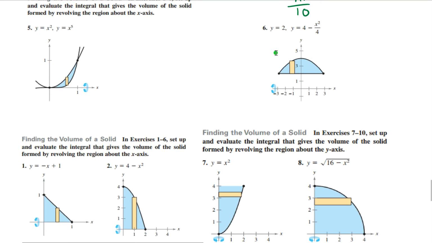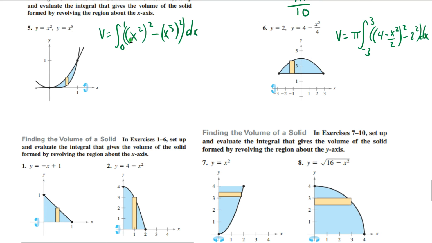Go ahead and try 5 and 6. See if you can get these setups. Once again, you don't have to try these ones. And then I'll be back with my solutions. Okay, so here's my setups. X squared is the one on top, so I squared it, and x to the 5th is on the bottom, so I had to square that second.